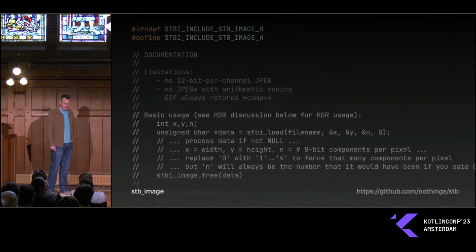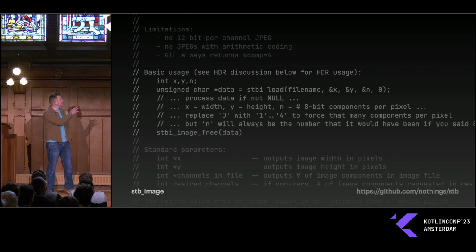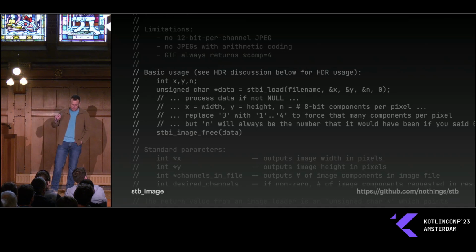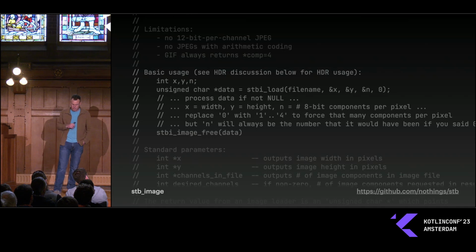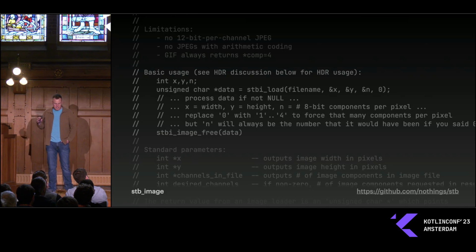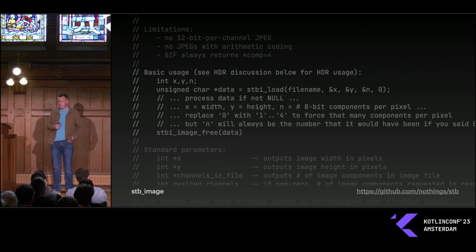If we go into the header file, like a lot of these single header libraries, it's very, very well documented. And we get down here into basic usage, and you'll see it's real simple. We have an STBI load function. We pass it a file name. And we need to pass in some int pointers, and this is how it's going to return data about the image that it's loaded. And then it returns an unsigned char pointer of the pixel data.